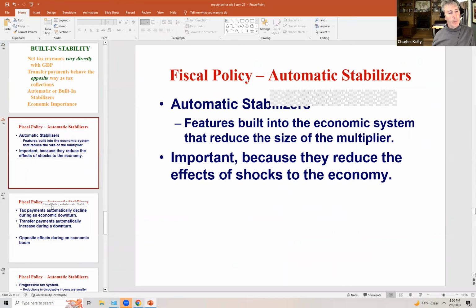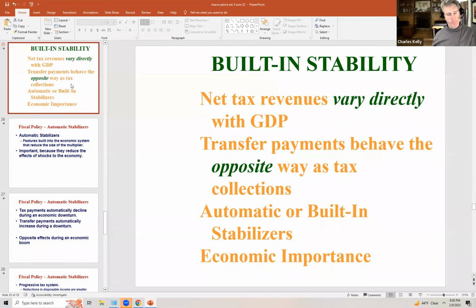So automatic stabilizers. Here's the idea. Perhaps the government doesn't need to pass a new bill and have it signed into law by the president. When the economy is in a recession, unemployment benefits increase. That's an increase in government spending, just what we wanted.